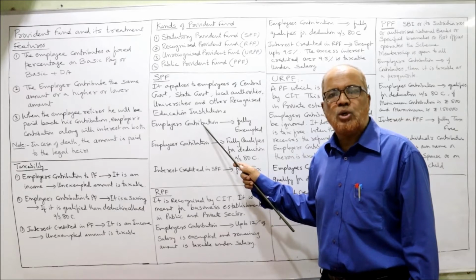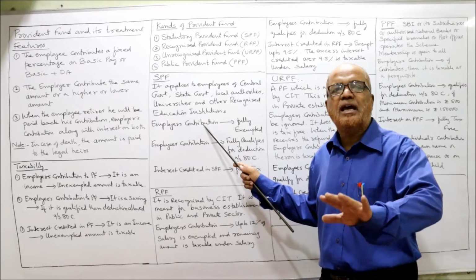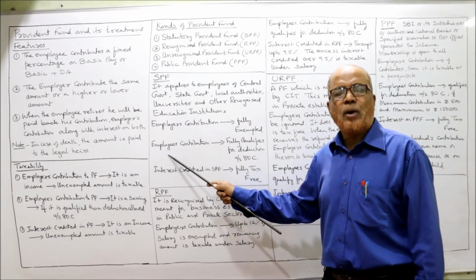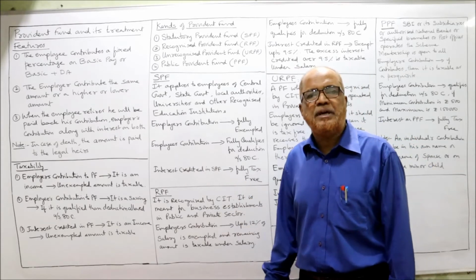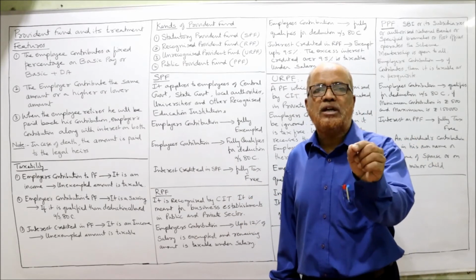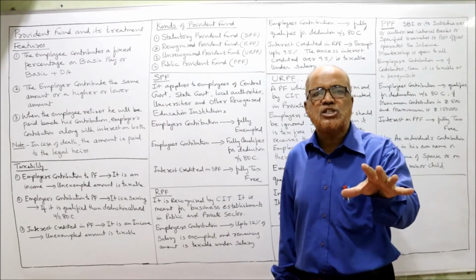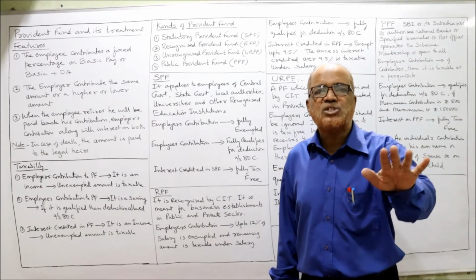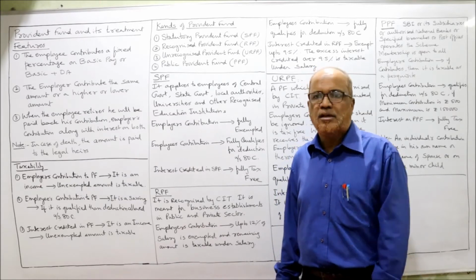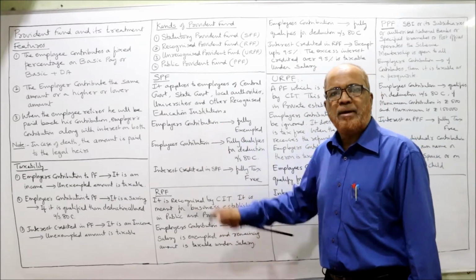Employer's contribution to SPF is fully exempted from tax. Employee's contribution to SPF qualifies for deduction under Section 80C. Interest credited in SPF is completely tax-free, exempted. That's it. These 3 points you have to remember for SPF.